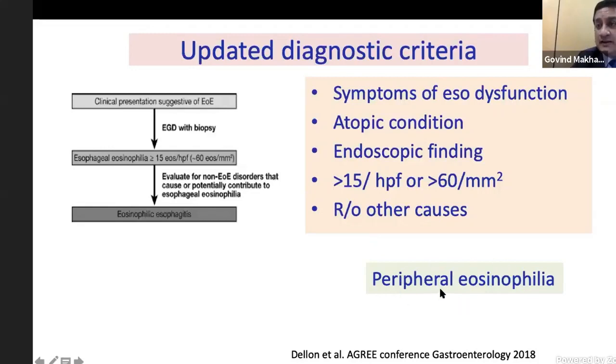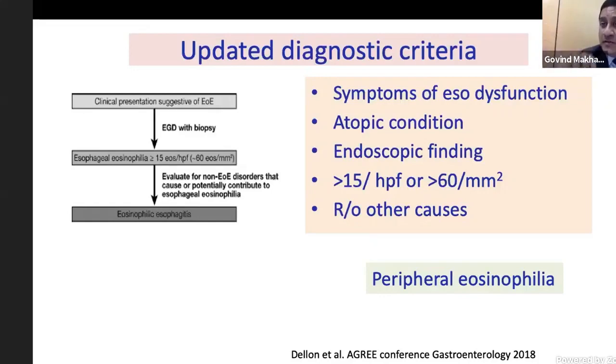Why will they have peripheral eosinophilia? Because, as I said, there is an aeroallergen or a food allergen. So the esophageal mucosa is exposed to the food allergen. Therefore, the local esophageal mucosa secretes chemoattractants. These chemoattractants go to the bone marrow. From there, eosinophils are moved from the bone marrow through the circulation to the esophagus.